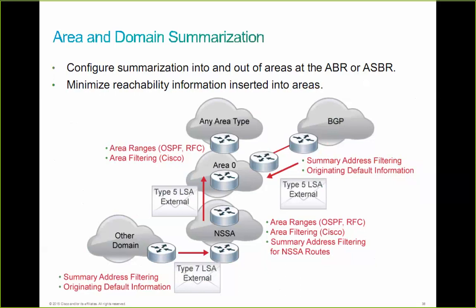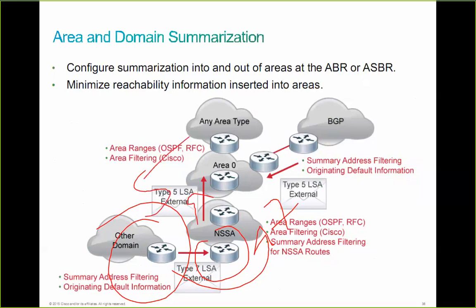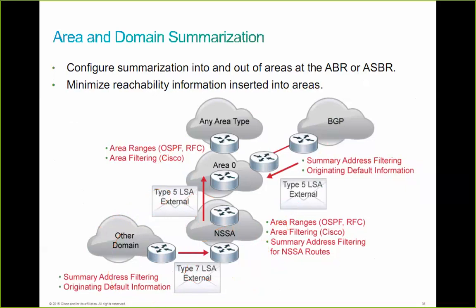Now, if I have a special area type, and we see that here, this not so stubby area, I have an ASBR here. It's going to take those external routes and send them in as Type 7s. Type 7 routes are injected into OSPF using pretty much the same process that we saw with the Type 5s. We have redistribution on the router, but when those Type 7s hit the ABR, they're going to get converted to Type 5s into the backbone and into all of my other area types that are not special areas.